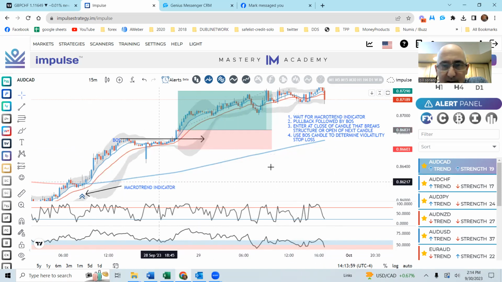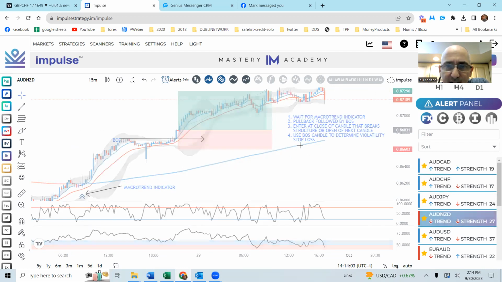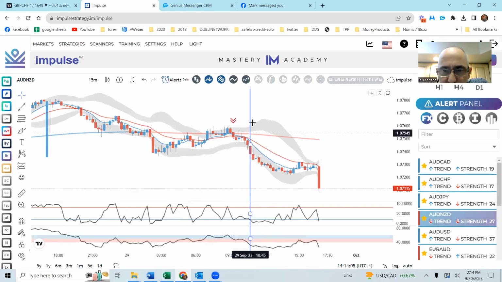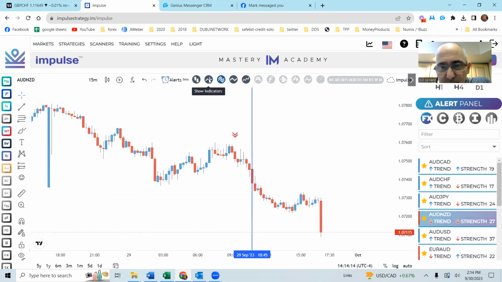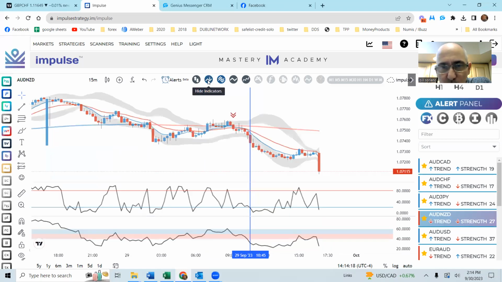Now, another way to take trades is by using the color-coded indicators, okay? Now, when you use the macro, you don't need to necessarily leave the indicators on. You can turn them off if you're using just the macro to trade. I like to leave them on.